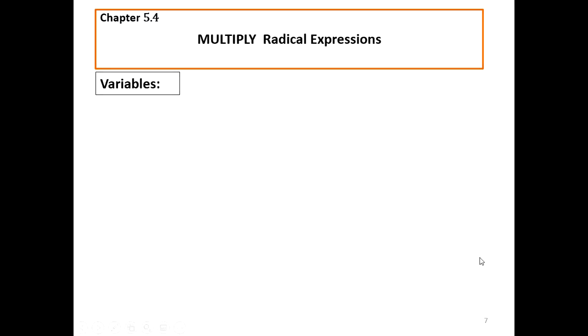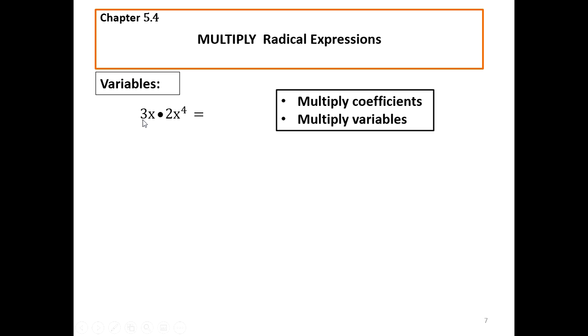Chapter 5.4, Multiply Radical Expressions. Let's look first at variables. When we multiplied variables, we multiplied the coefficients and then we multiplied the variables. They didn't have to be the same, not in multiplication. So we have 6x to the fifth because we added the exponents.